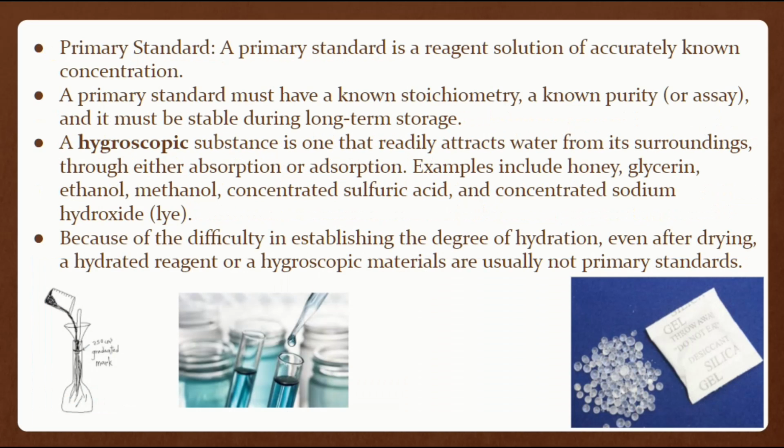A primary standard is a reagent solution of accurately known concentration. A primary standard must have a known stoichiometry, a known purity or assay, and it must be stable during long-term storage. Therefore, a primary standard is made up of only those substances which are stable in ambient temperature conditions.